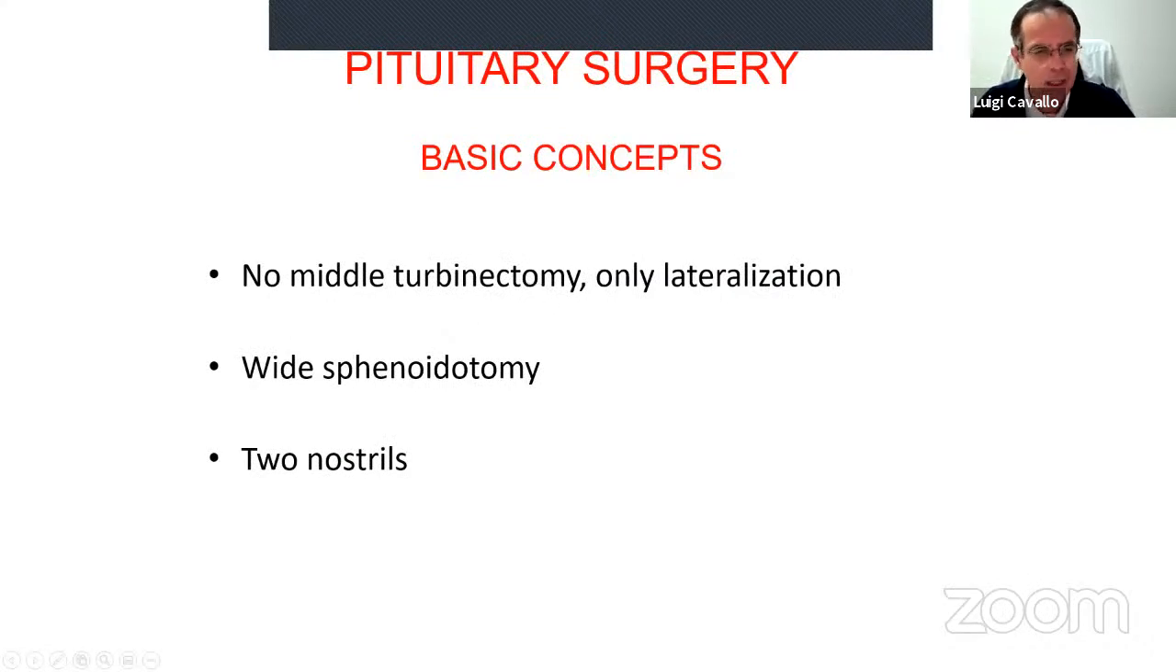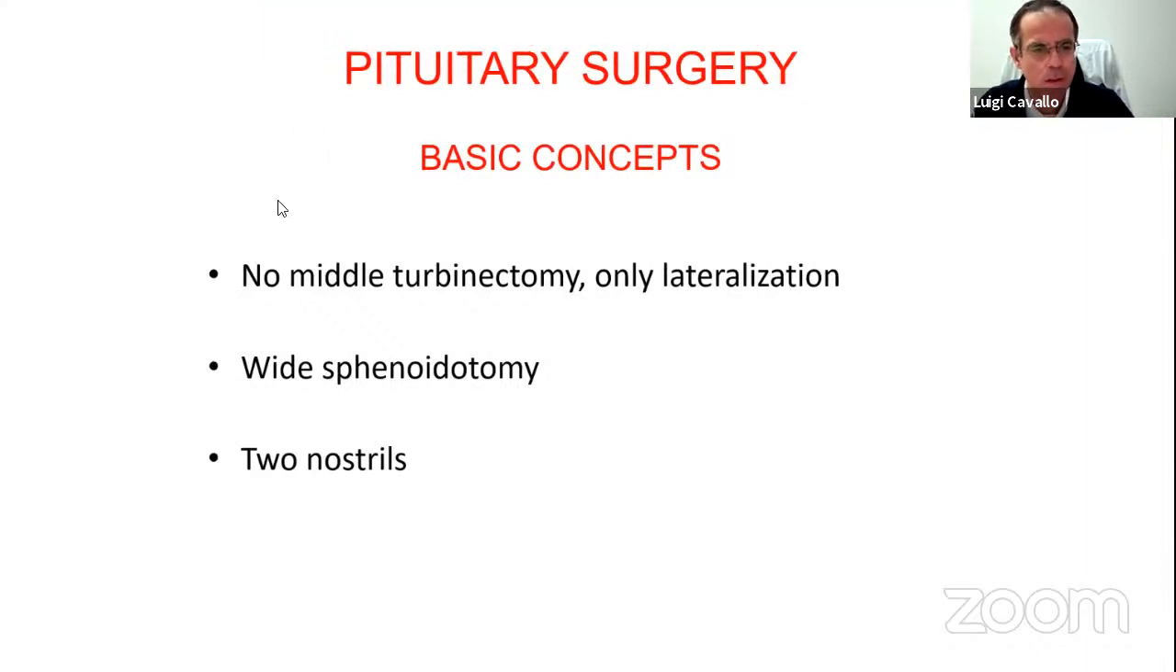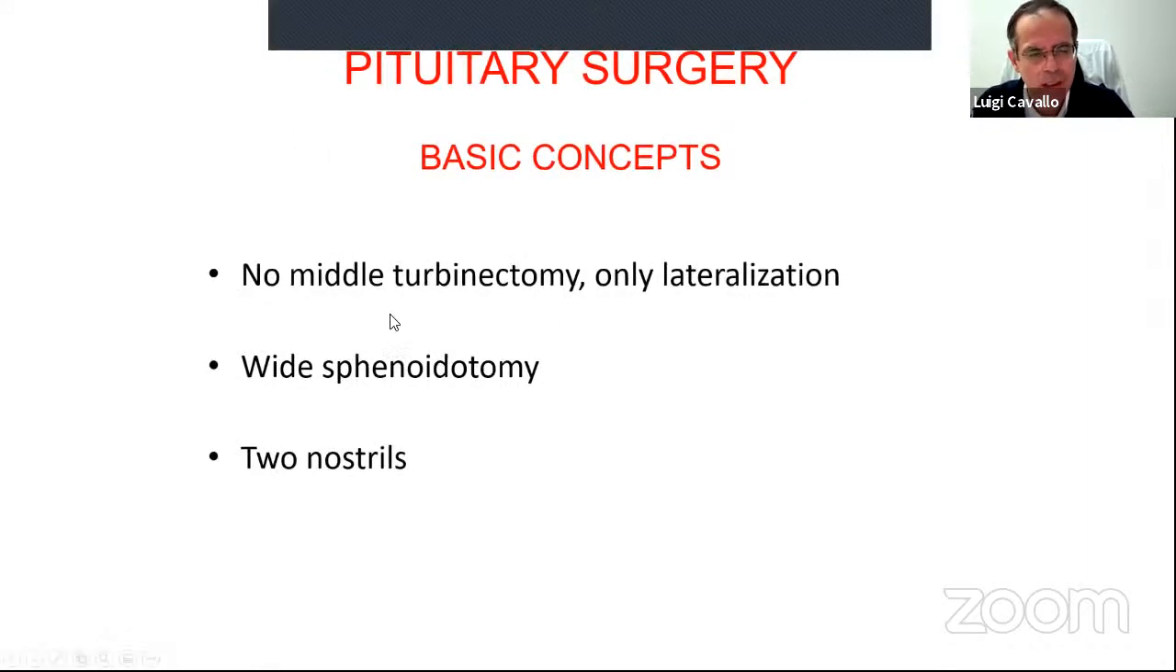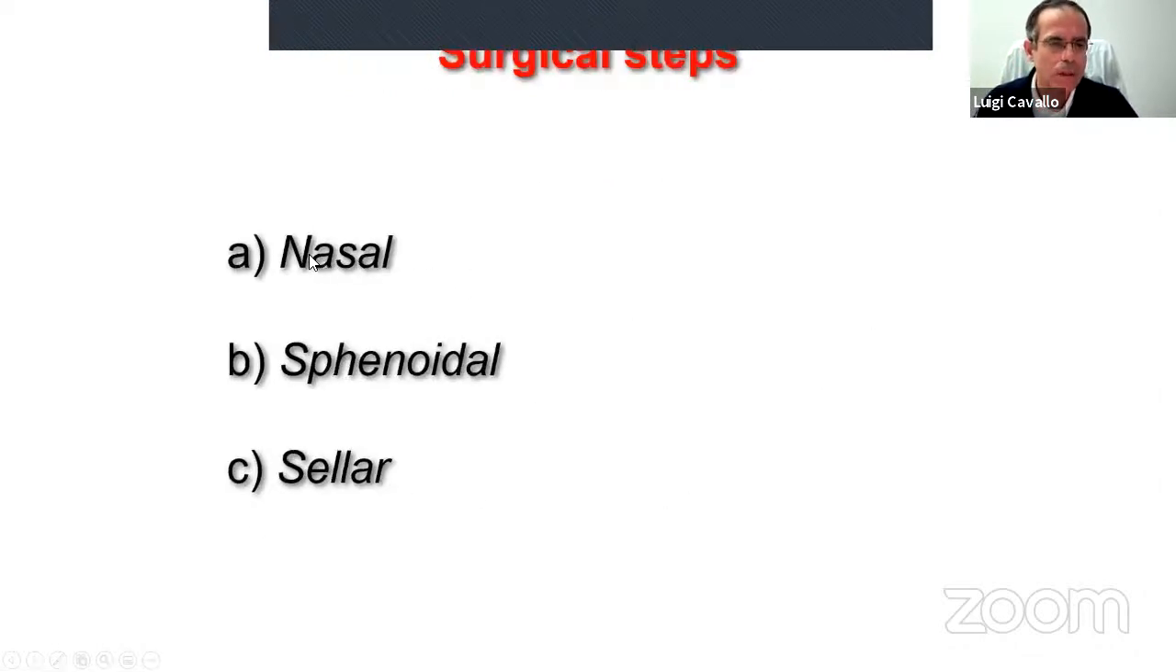So basic concept: never do a middle turbinectomy for pituitary surgery. Of course, there are some acromegalic patients in which you have a very large hypertrophic turbinate, and you are in some way obliged to remove one turbinate. But otherwise, in the vast majority of cases, there's no need to remove the middle turbinate. You just have to lateralize. Do a wide sphenoidotomy using two nostrils. Three main steps.